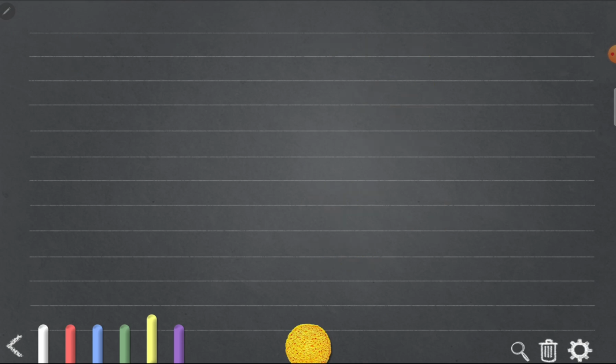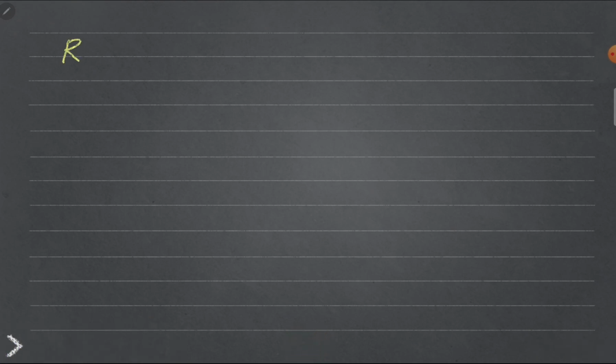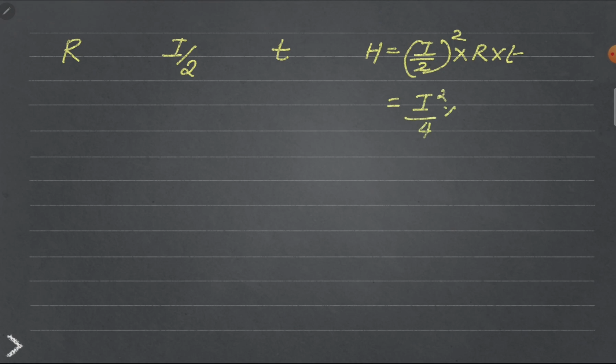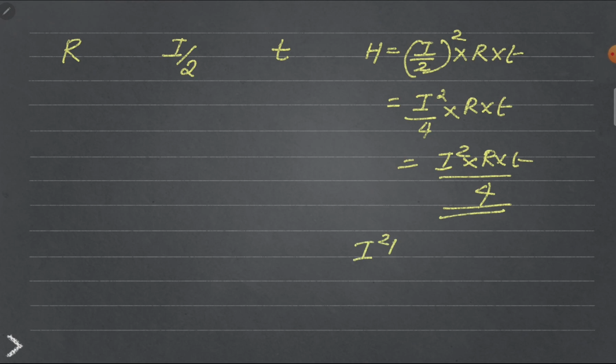Okay. Now let us see the other one of this table. R remains the same, I changes to half its initial value, and T remains the same. So instead of H is equal to I square RT, now we have to put H is equal to I by 2 the whole square into R into T. That is I square by 4 into R into T, or you can simply write as I square RT by 4.